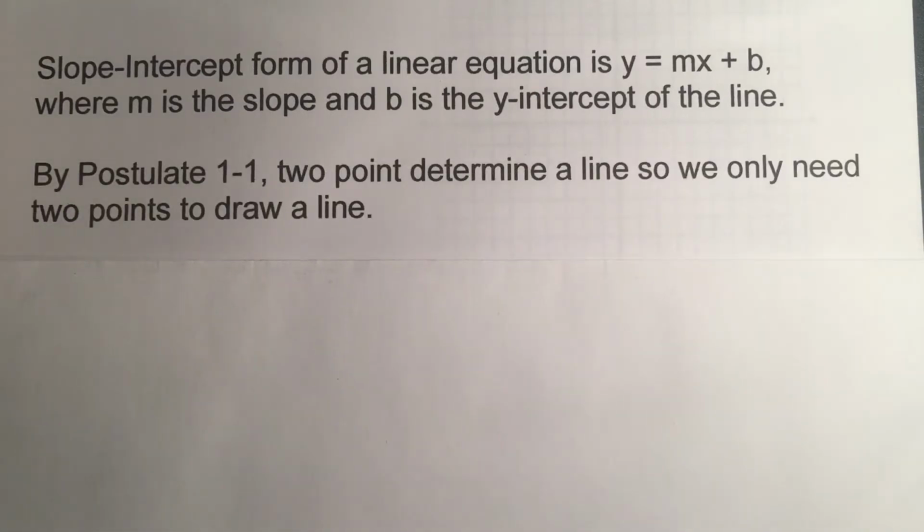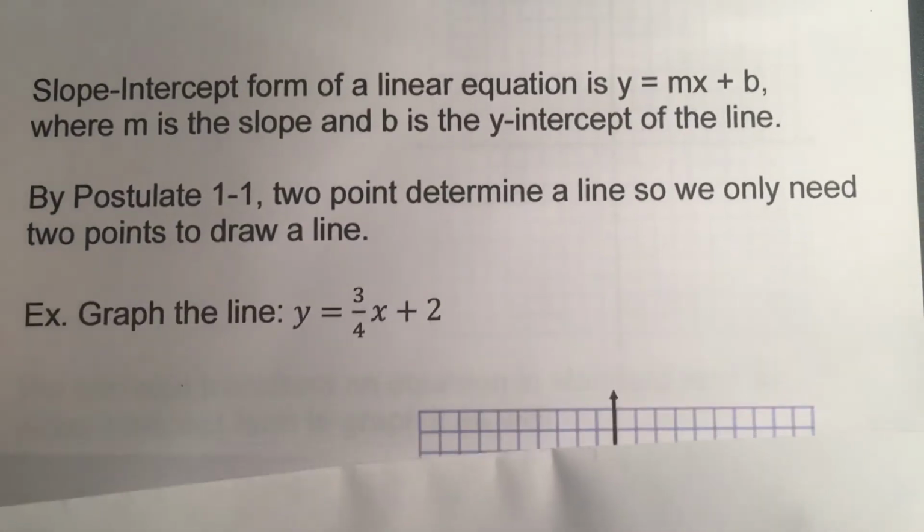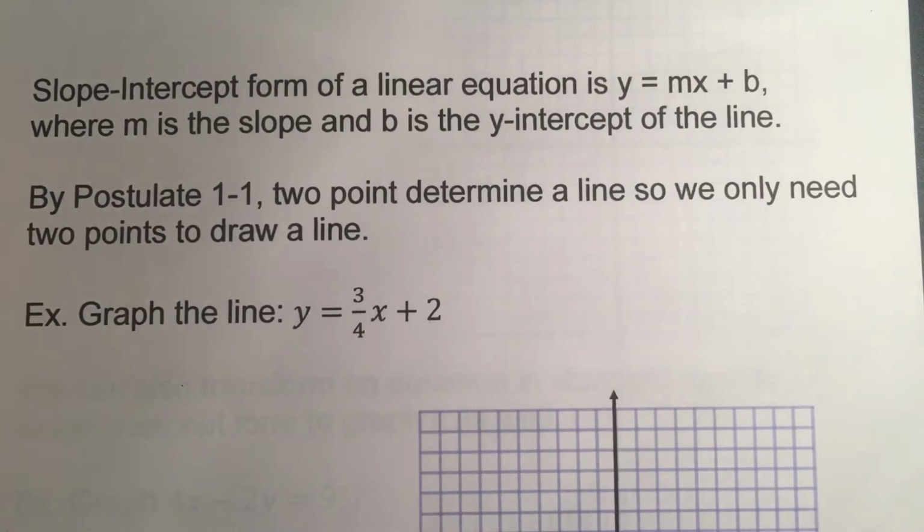So we have postulate 1-1 here. If you think back to that from chapter 1, what it says is 2 points determine a line. So when we do this, we're only going to need 2 points. We can graph it from there. So when it comes to graphing these, we're going to do it like so.